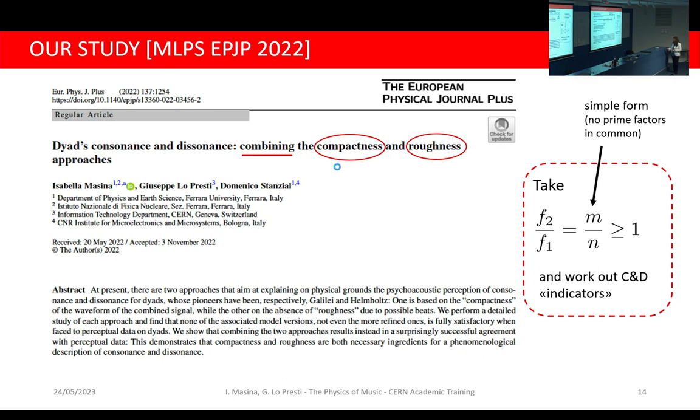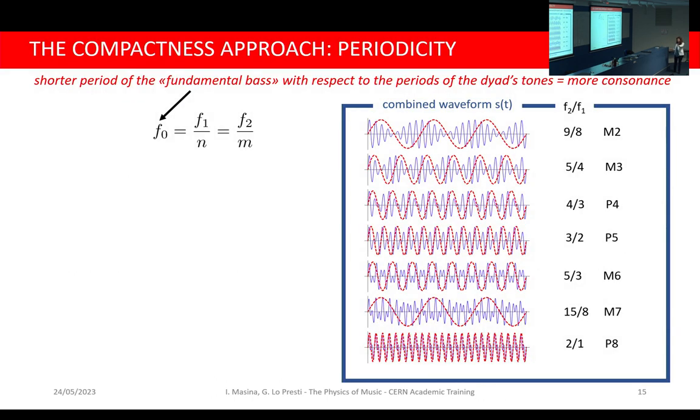So let's take the frequencies F2 and F1 of the dyad. Let's write them in this way, as yesterday, M over N, where M and N are integers, in simple form, no prime factors in common. So it's obvious this is bigger than 1, so F1 is the lowest. And work out what we call indicators of consonance and dissonance. So some numerical measure that we will then normalize from 0 to 1 to compare it with the result of the test, of course.